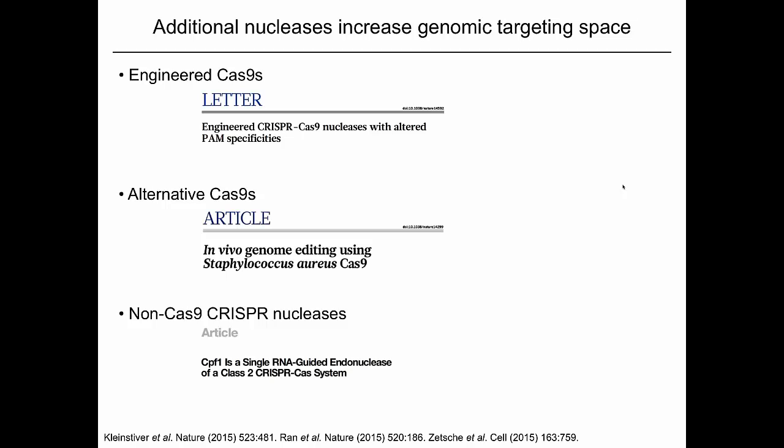Well, there's a variety of Cas9s, including those that are engineered to have altered PAM specificity. There's different Cas9s from different species of bacteria that have different naturally occurring PAMs. And then there's even non-Cas9 CRISPR nucleases like Cpf1.